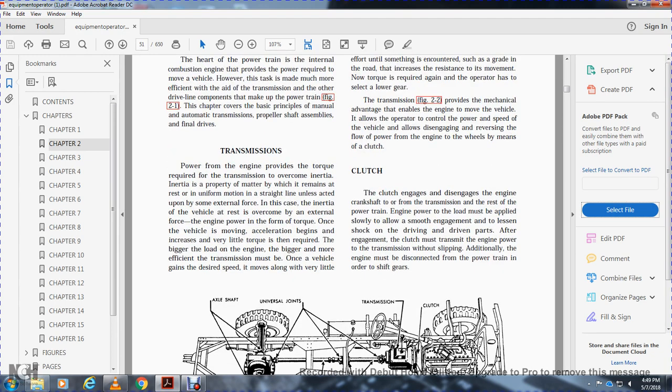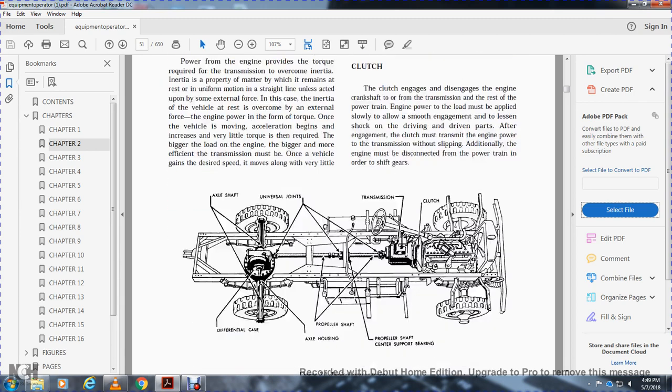The clutch engages and disengages the engine crankshaft at the front of the transmission. The rest of the powertrain must be engaged slowly to smooth the engagement and lessen the shock to the driven parts. After engagement, the clutch must transmit engine power to the transmission without slipping. Additionally, the engine must be disconnected from the powertrain in order to shift the gears.